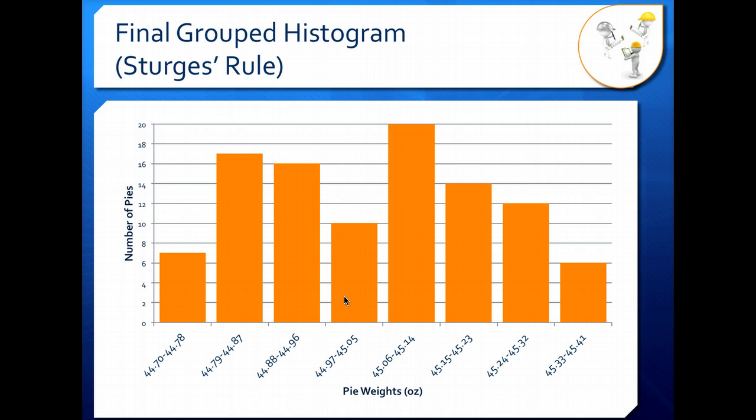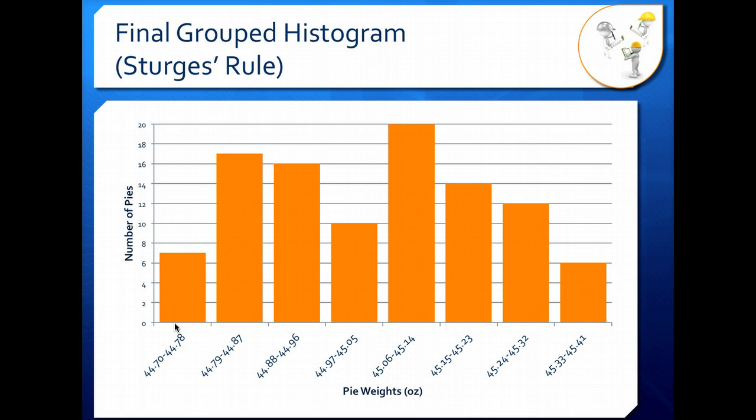Here's the final grouped histogram using Sturges' rule. So we have 8 bars here. You can see our categories. We start at the lowest observation, 44.70, then we have a width in our bar of 0.08, so we're going up to 44.78 there. Then we start the next bar at 44.79. And the reason we move up 0.01 is because we have observations that are 44.78.